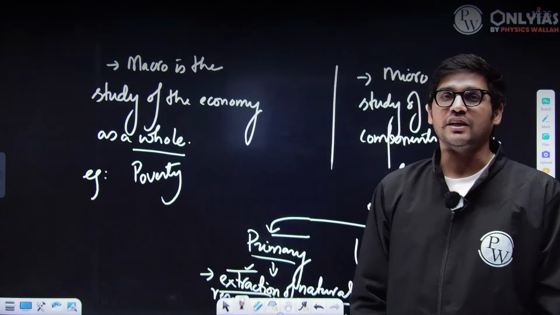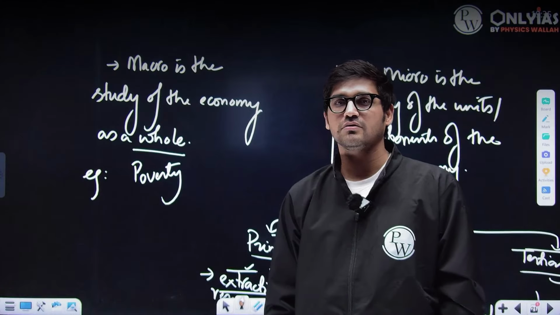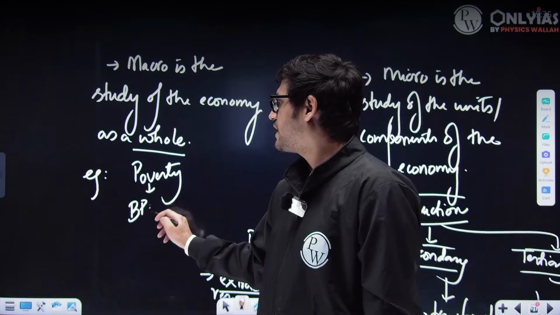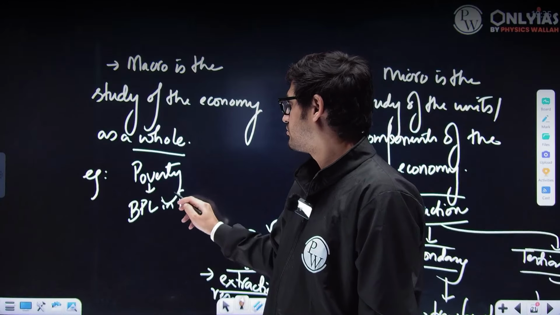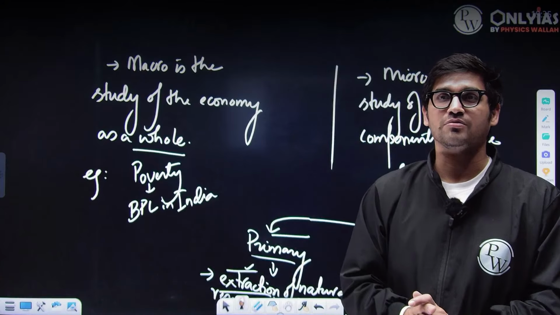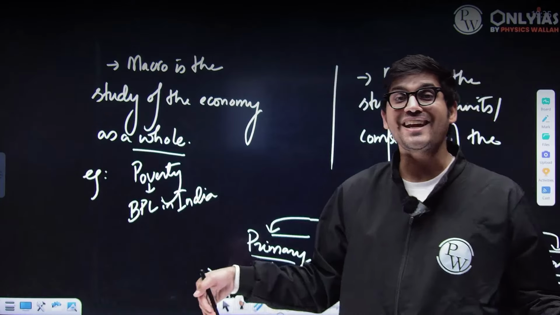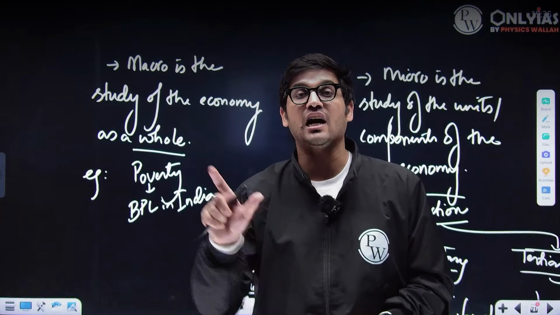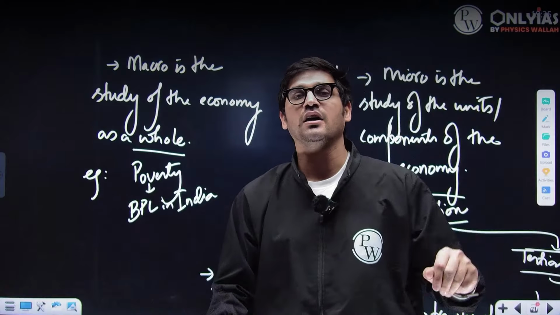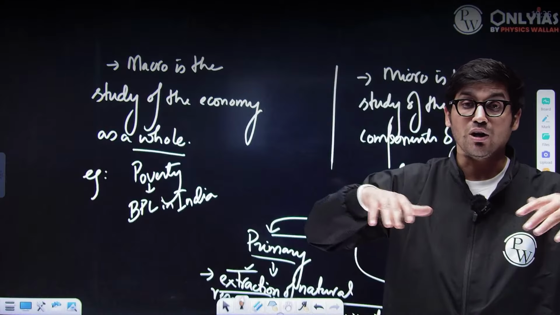If I say poverty, am I talking about a specific type of poverty? If I'm saying something like the BPL population in India, here I am talking about the entire Indian economy. I am not specifying urban poverty or rural poverty. I am talking about the Indian economy, and I am saying, let's say 25% of India remains below the poverty line. I am talking on a more macro level.